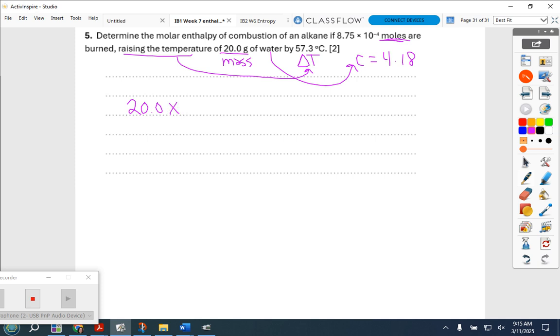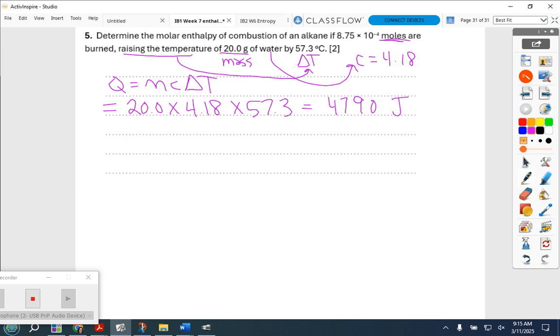So this is the Q equals MC delta T. That's your 20.0 times your 4.18 times your 57.3, okay? And that's going to give you some, and some of you did this all in one. And honestly, do I have it here? Yeah, so 4790 joules, okay?